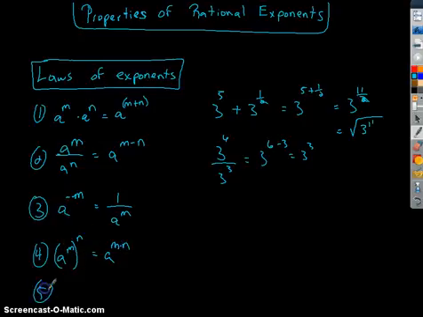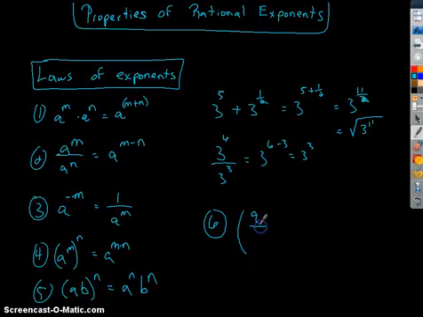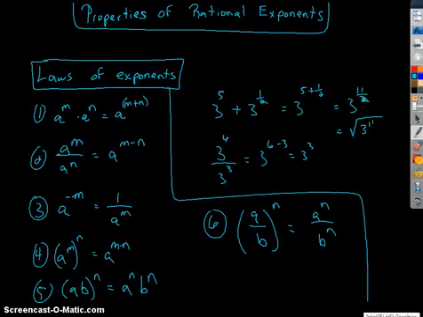Number 5 would be the property that says if I have the product of a and b raised to the n power, that means that you basically raise each of the numbers to that power. So a times b to the n power is a to the n power times b to the n power. And then the sixth property would be if I gave you a divided by b, to the nth power, that is equivalent to a to the nth divided by b to the nth. So those are all of the properties or laws that deal with exponents.